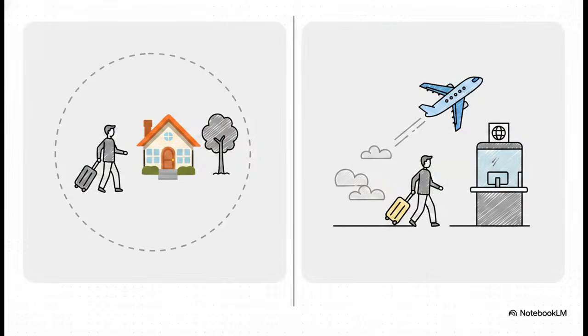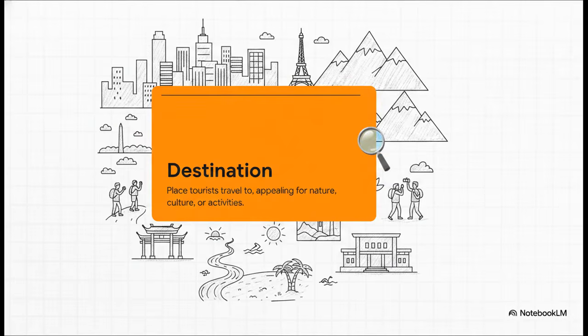Now, tourists generally fall into two distinct camps, domestic and international. Domestic tourists are spending money within their own country's borders, while international tourists are actually crossing foreign borders. And this distinction, it's massive. Governments track, market to, and tax these two groups in completely different ways. You can really think of domestic tourism as the reliable economic backbone, while international tourism acts as this powerful, sudden injection of foreign currency.